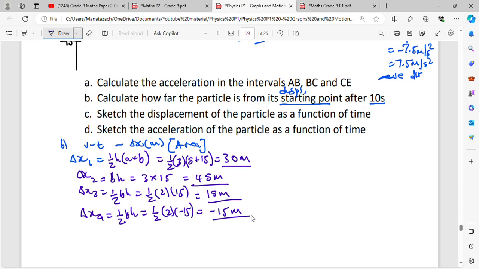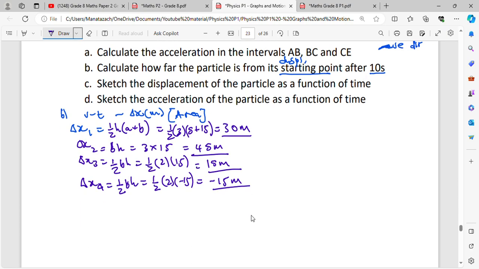So to answer the question, how far is the particle after 10 seconds, you're going to sum everything up. So we're going to say 30 plus 45 plus 15 minus 15. Then the answer would be, this will cancel each other. It will give us 25 meters in the positive direction.